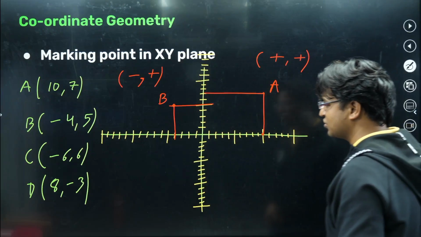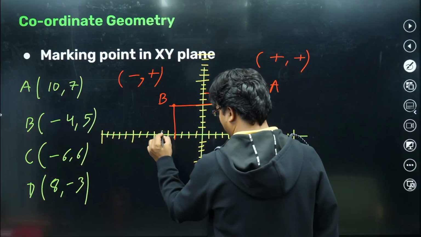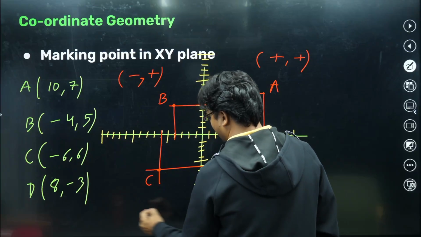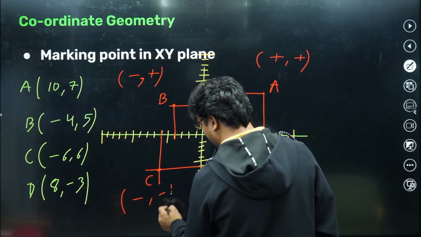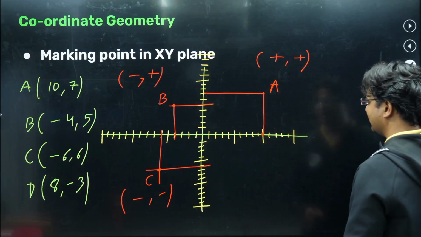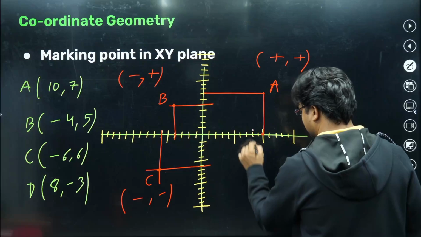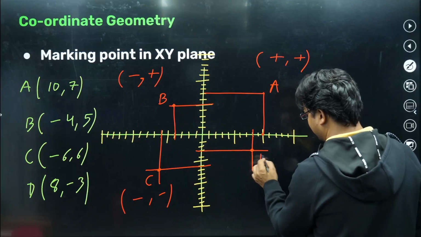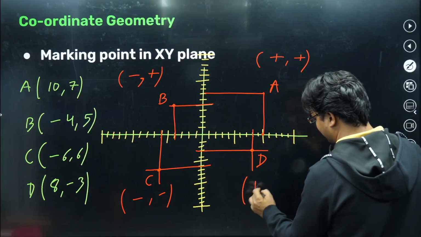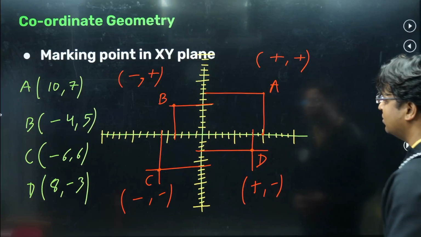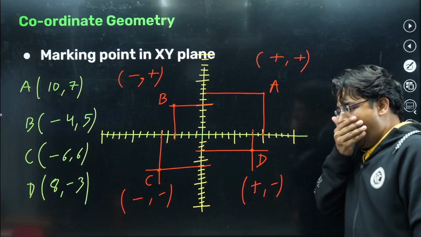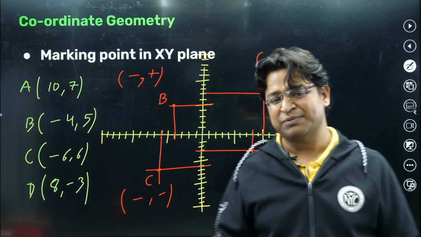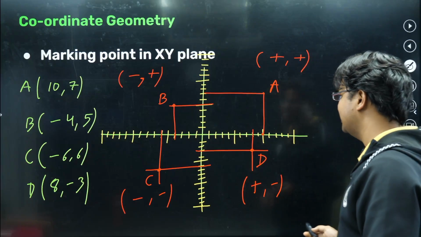Then -6, 6. So -6, 6 would be somewhere here. So this is point C. And you can notice in the third quadrant both are negative. Then 8, -3. So this is 8 and this is -3. So this would be point D. And you can see that in the fourth quadrant x is positive and y is negative. So this is how we can mark points in the xy plane. I hope that part is clear to everyone.